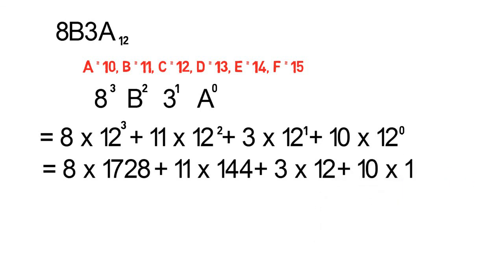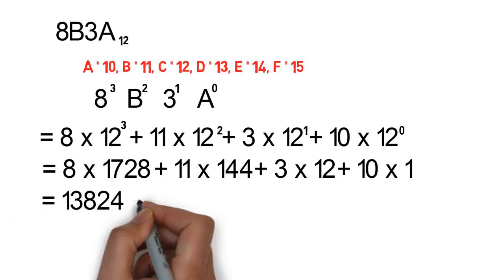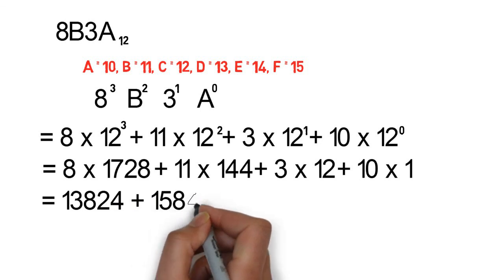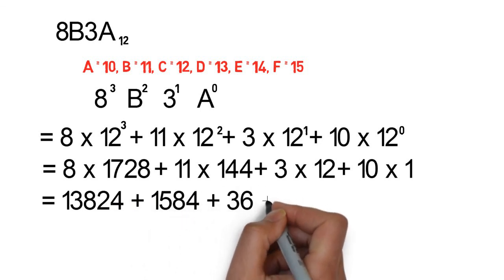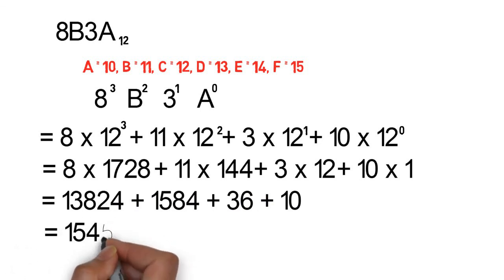So 8 times 1728 will give me 13,824 plus 1,584 plus 36 plus 10. Adding these together, I have 15,454.